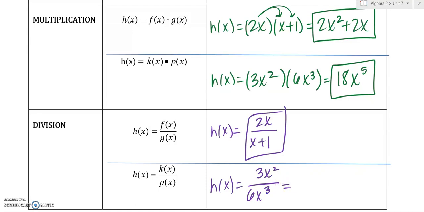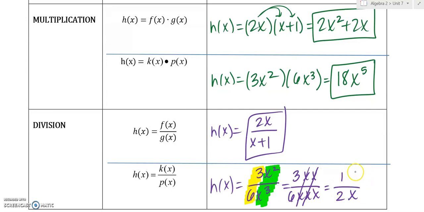I do have a little cleaning up I can do here. I notice that the 3 and the 6 can probably combine, and my green piece is right there, the x squared and the x cubed. If it makes sense to you, you can write this out as 3x times x over 6x. Okay, the 3 and the 6 can reduce to 1 over 2, and then I notice some of my x's cancel, leaving me with a 1 on the top and 2x just on the bottom.